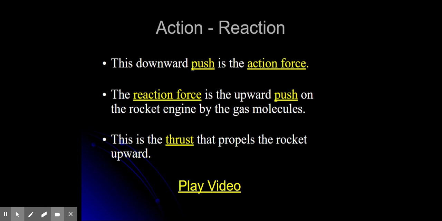Demonstration of Newton's third law of motion. According to Newton's third law of motion, to every action there is an equal and opposite reaction. Let us perform an activity to understand this law.